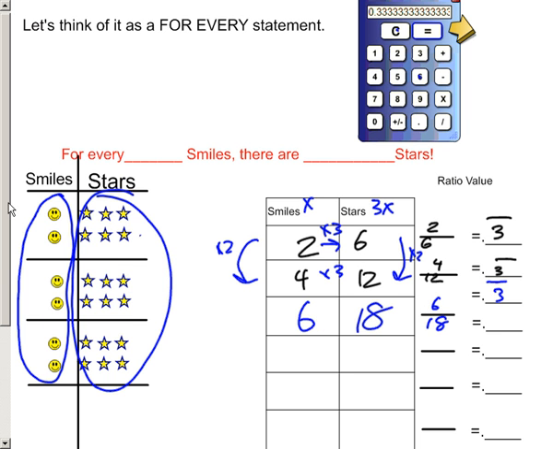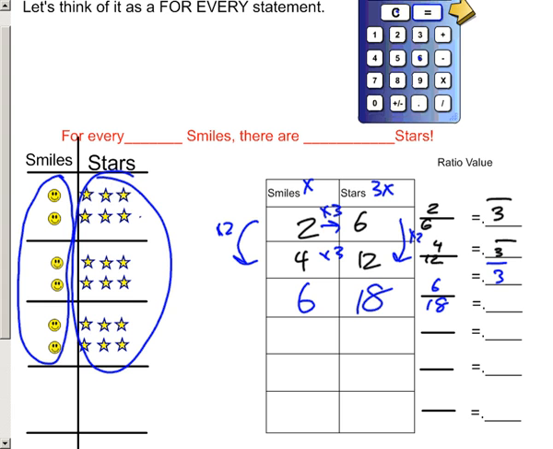So here's what I'd like you to try. Notice what we're doing is we're adding 2 smiles each time. So how many stars would there be if there's 8 smiles? How about if there's 10? How about if there's 12? So use your relationship. See if you can figure that out. You can go ahead and pause the video and try to fill in the rest of that table. Then write each of these ratios on the table as a fraction, and see if your ratio value is the same for all of those.